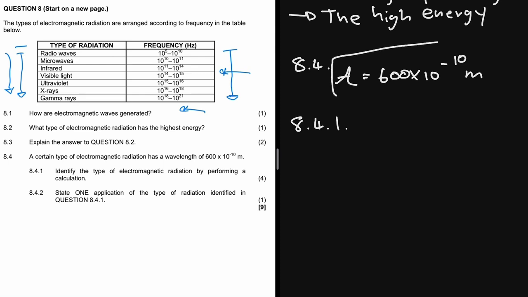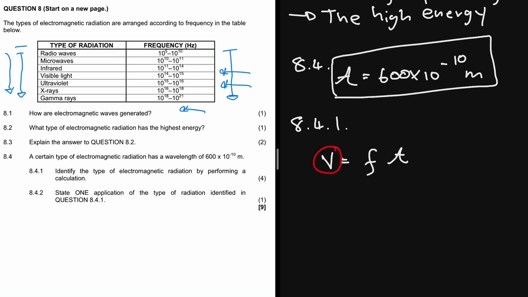Of a radiation that has this wavelength of 600 times 10 to the power of negative 10, we can be able to select a specific radiation that falls within that frequency. So to get the frequency, we know that the equation is what? Speed is equivalent to frequency multiplied by wavelength. And the speed of light is a constant. So the speed of light is always 3 times 10 to the power of 8.